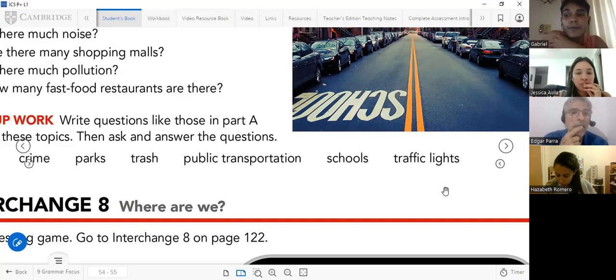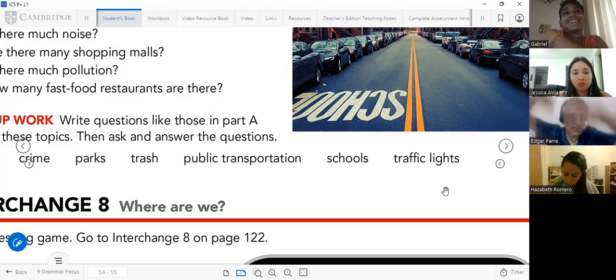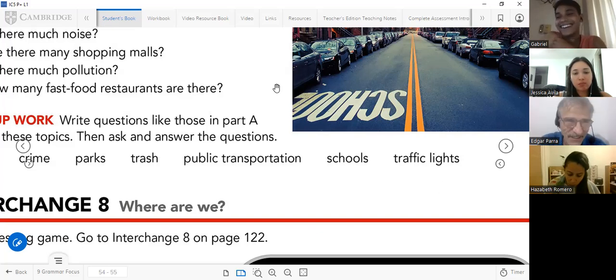There are many traffic lights. I think 20,000. My goodness, I don't know. More than here in Guadalajara. No, that's impossible. Okay, Gabriel, ask Jessica about any other case.